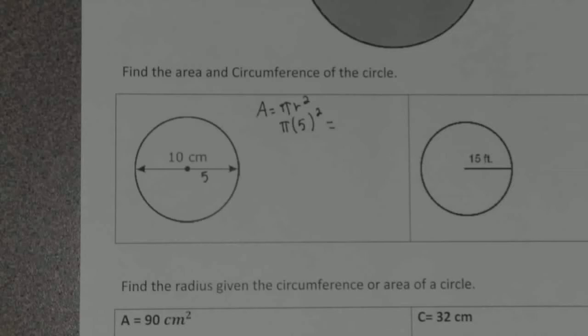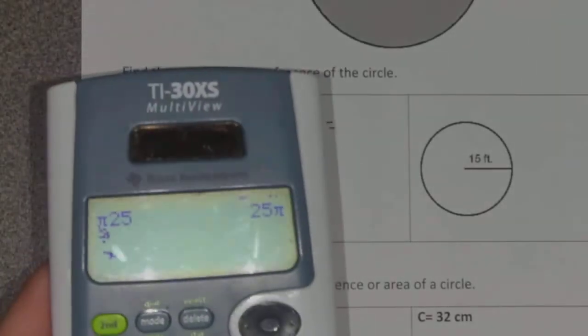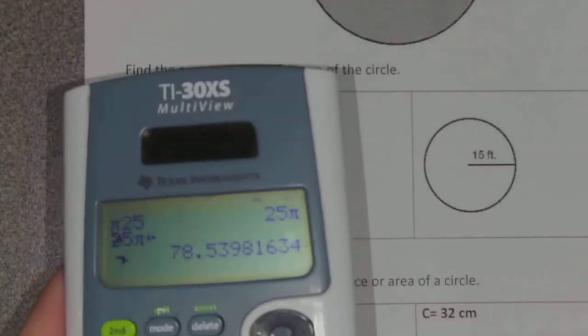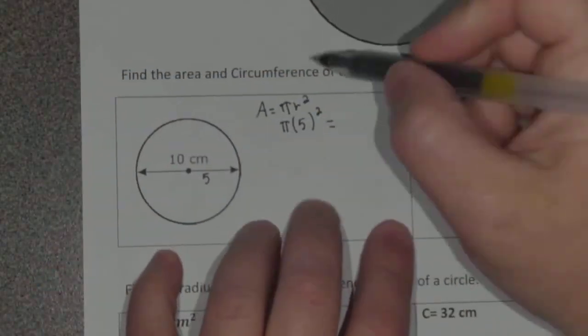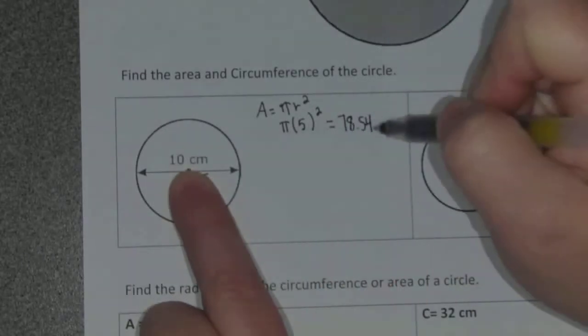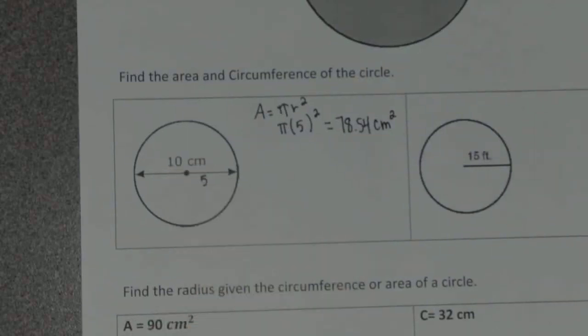And when you first do that on your calculator, it's going to leave it in terms of pi. It's going to give you like 25 pi, just like this. That's what my calculator gives me. But if I hit those arrows again, it will give me that decimal approximation. So 78.54 would be my area. Because this is in centimeters, it would be centimeters squared, because area is in square units.